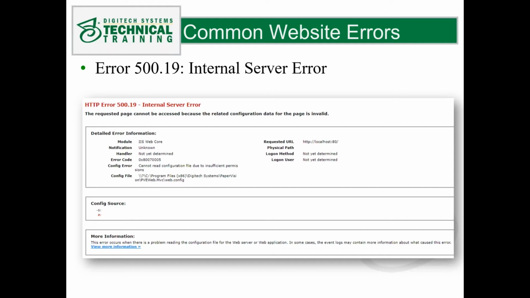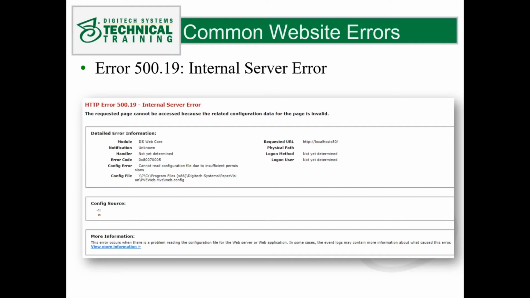Thankfully, some of these errors are very specific and lead you to the issue right away. And some of the other ones kind of have you jumping around a little bit, trying to figure out what's going on in the backside. So here we know for a fact that it's a permissions problem to that location, which is the Program Files x86, Digitech Systems, Papervision, and then the pvweb.mbc folder. Within that is where that web.config file is located, and the user it's referring to is that IIS user.